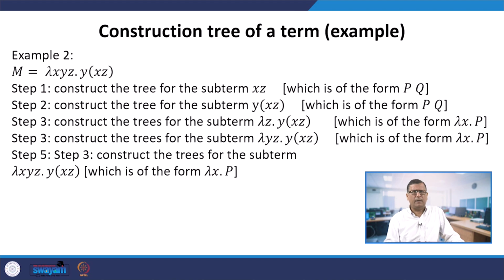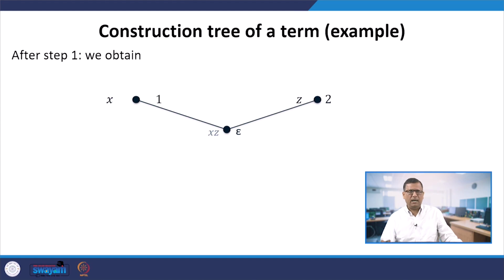Now here this term is lambda x dot lambda y dot lambda z dot, written in shorthand y x z. So these are the different steps that we are going to show. That means first we give the construction tree for the subterm xz, then we obtain the tree for the subterm yxz, then lambda z dot yxz, then lambda y dot lambda z dot yxz, and then finally the entire term. We have omitted the steps where x and z were created as single node trees.